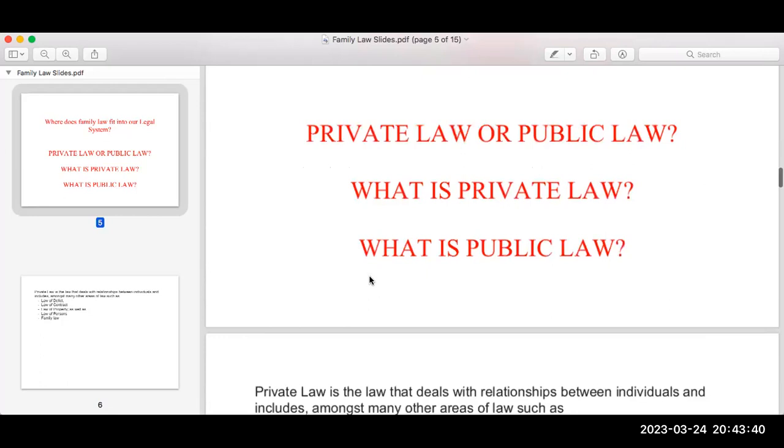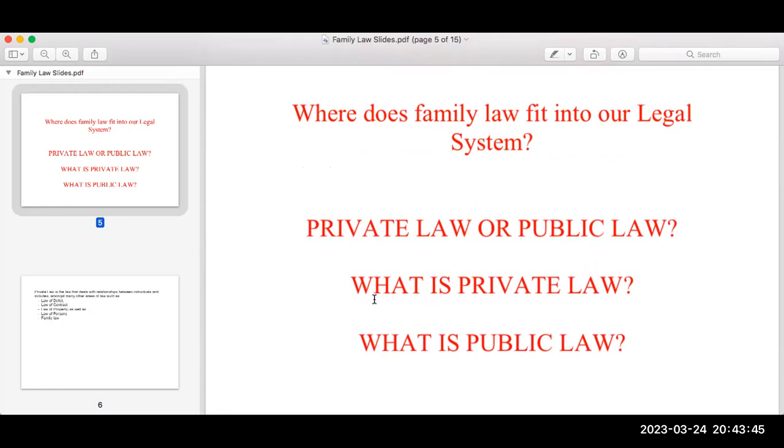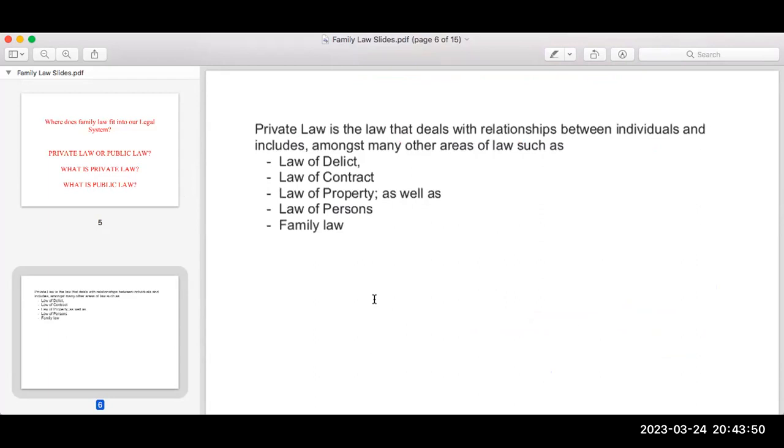So for the purposes of this session, family law falls under private law, and private law deals with the relationships between individuals amongst any other areas of law as well, such as deed, contract, property, persons, and family. So that's very important also to know.